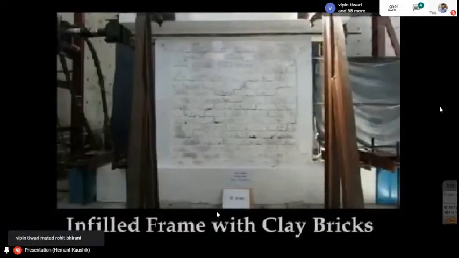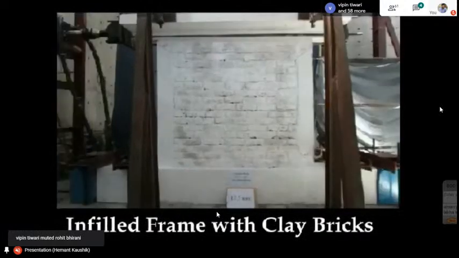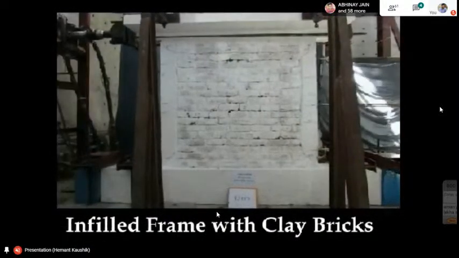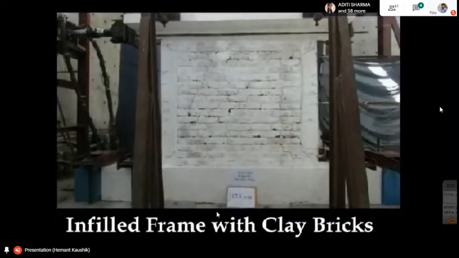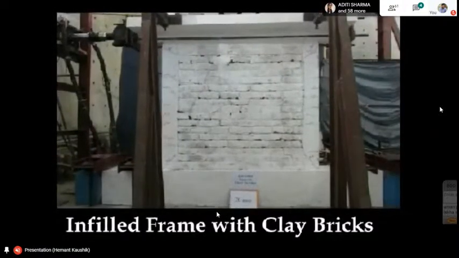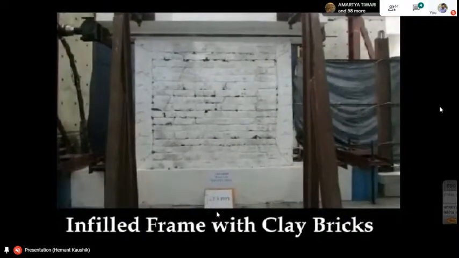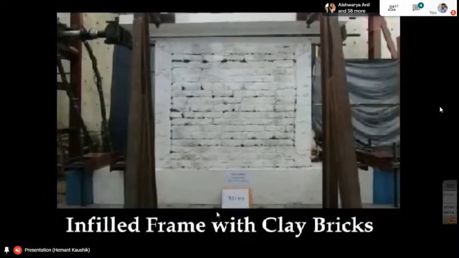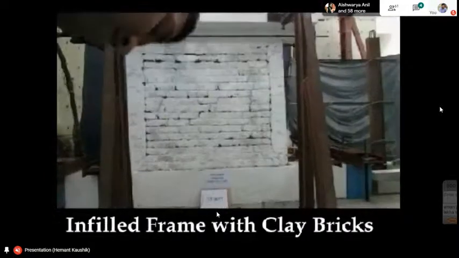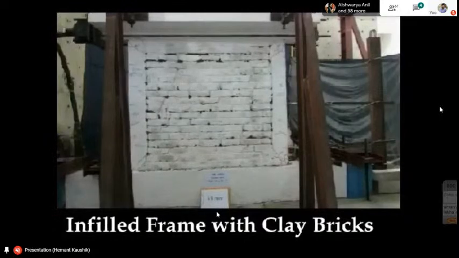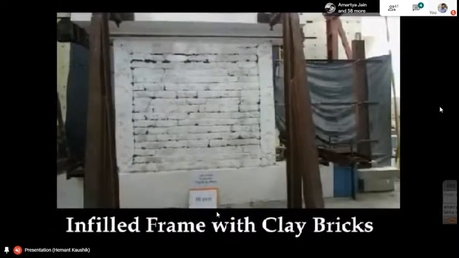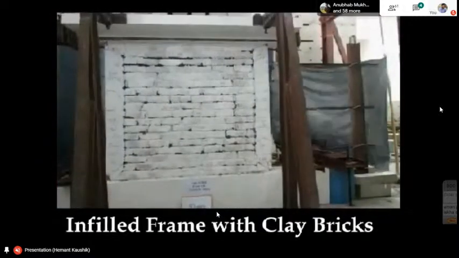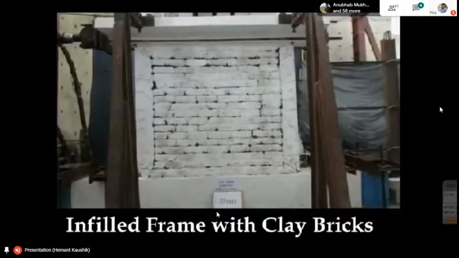Here you can see small cracks at the middle half, and now you can see the diagonal cracks very easily visible from the top right as well as top left, and similarly both diagonals at the bottom. Now you can see the cracks continued into the columns, in both the columns, at top and bottom. And you can see there is a separation between the infill wall and the column.